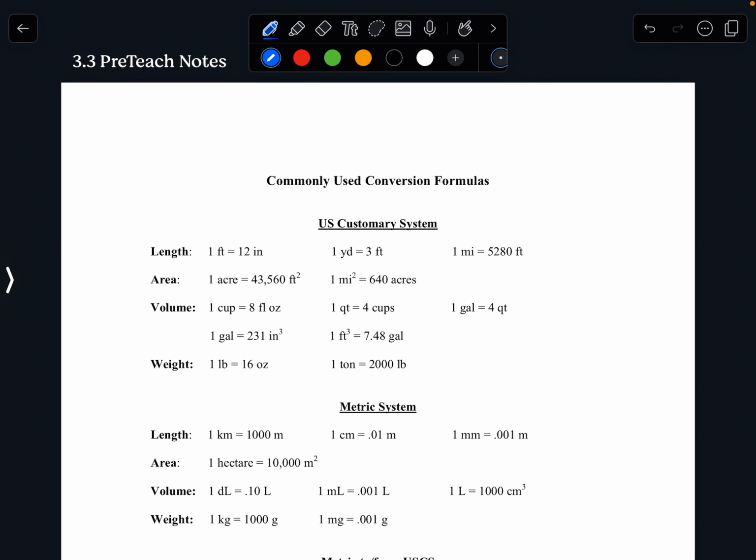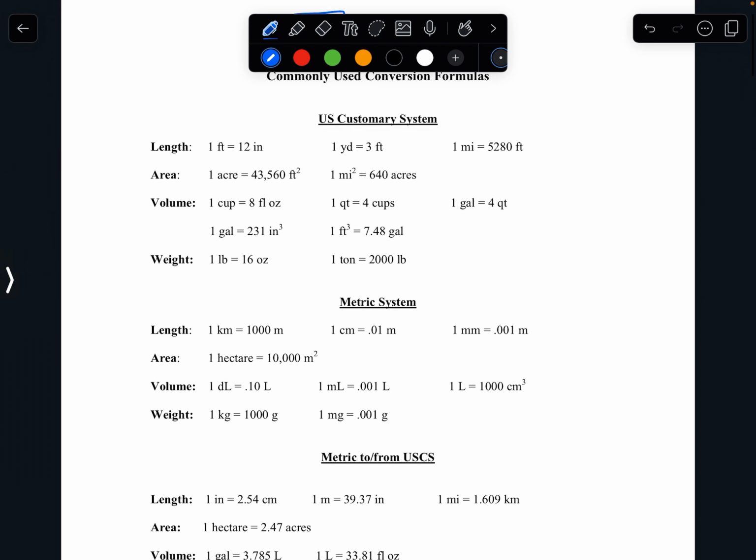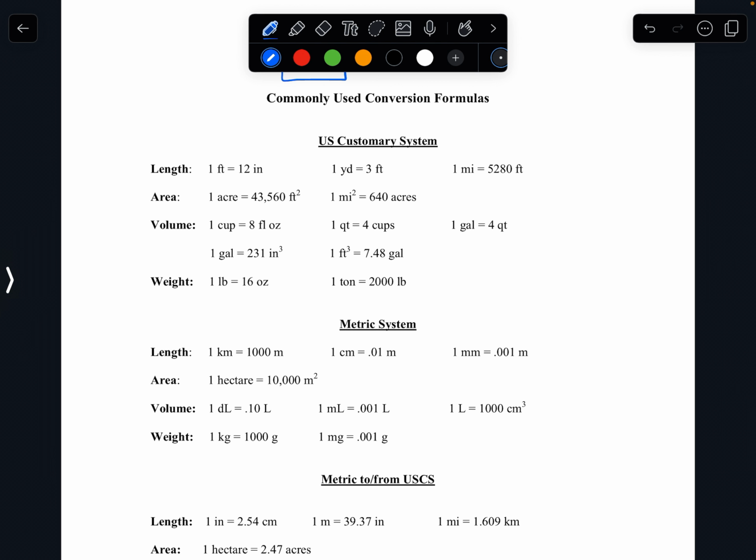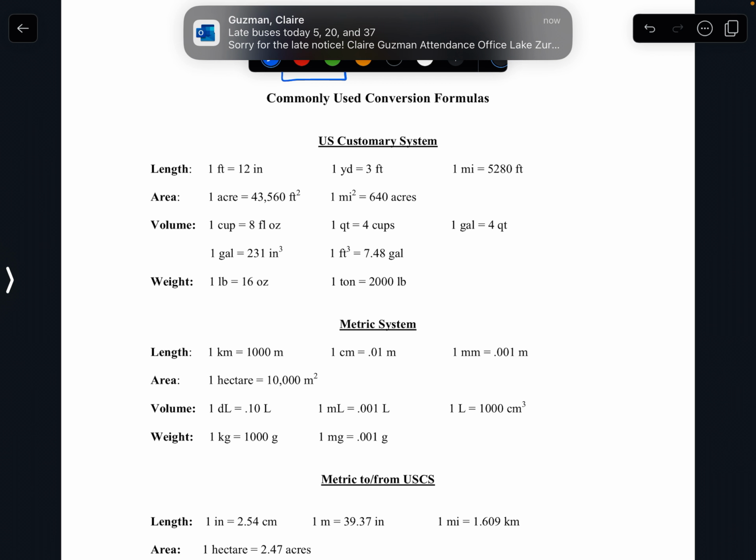So these video notes are going to be introing our 3.3 notes. We're going to get into conversions. The sheet that you see here, you should hopefully get a paper copy from the sub, and you can see that we have it in 3 different sections.